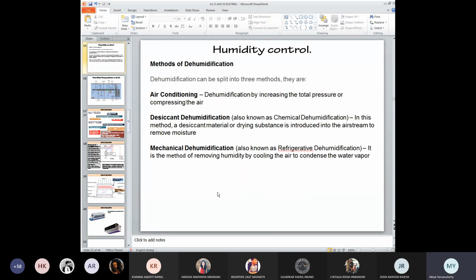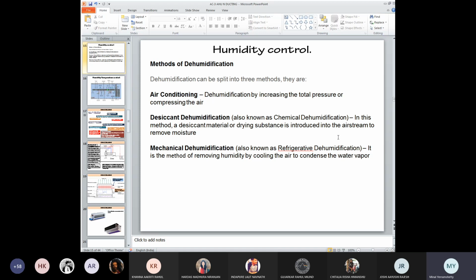Humidity control is done in this way. So you have air conditioning. Dehumidification increases the total pressure, or compresses the air. You know, if it is loaded with water pressure, water vapor, air tends to get heavier. Okay, it tends to settle down. So we add desiccant dehumidification, also known as chemical dehumidification.